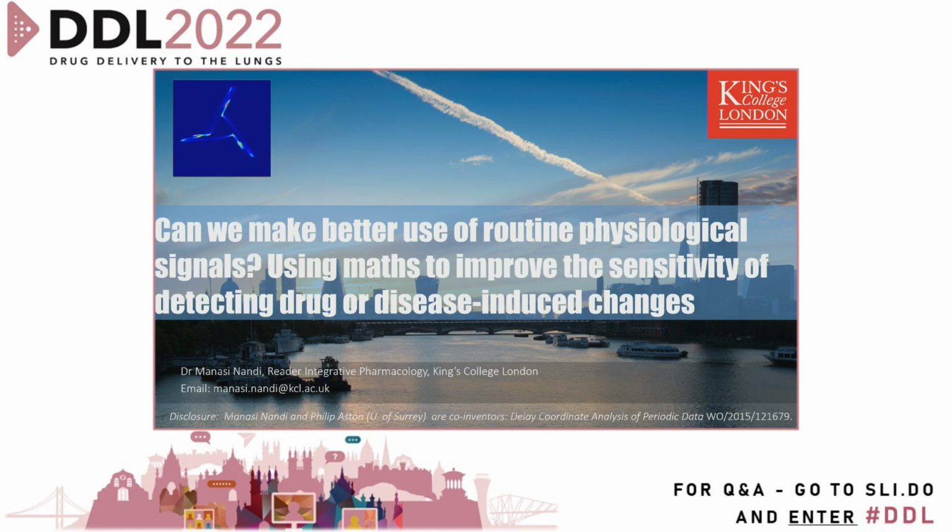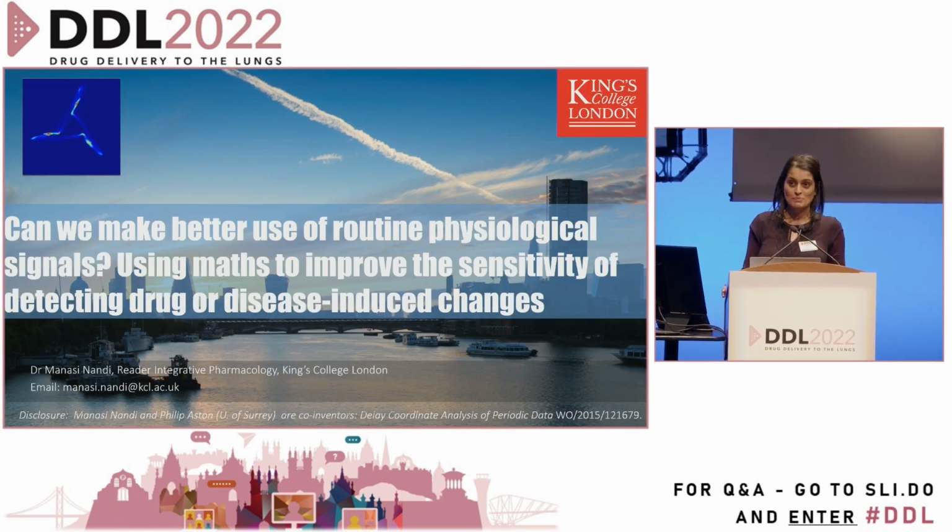So yeah, my name's Manasi Nandi, and I'm going to tell you a little bit about a technology that I've been co-developing with a mathematician, Philip Aston, at the University of Surrey. And I'm going to be talking about this image on the top left-hand of the screen. This is actually the data from my arterial pulse waveform, which has been replotted and revisualized. This image is giving us an indicator of the morphology changes of my pulse wave and the variability changes of my pulse wave. So I hope to show you over the next 20 minutes that by including this extra information, you can potentially increase the sensitivity and specificity of looking at drug or disease-induced changes.